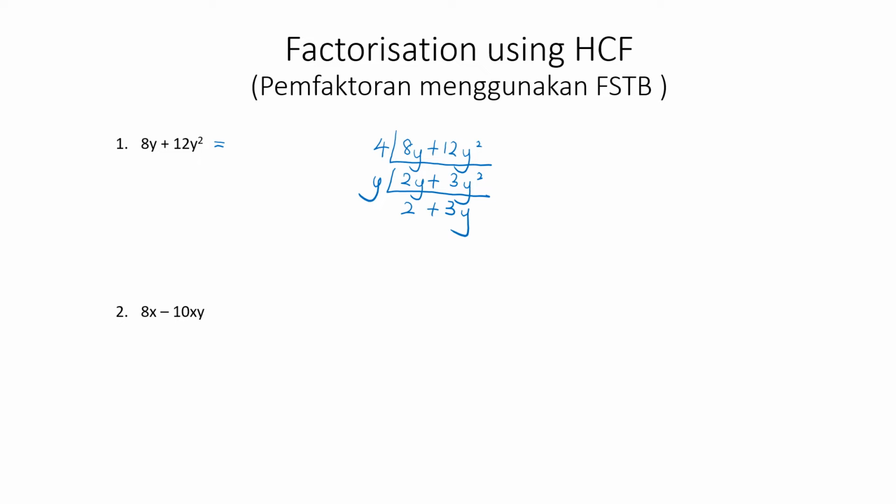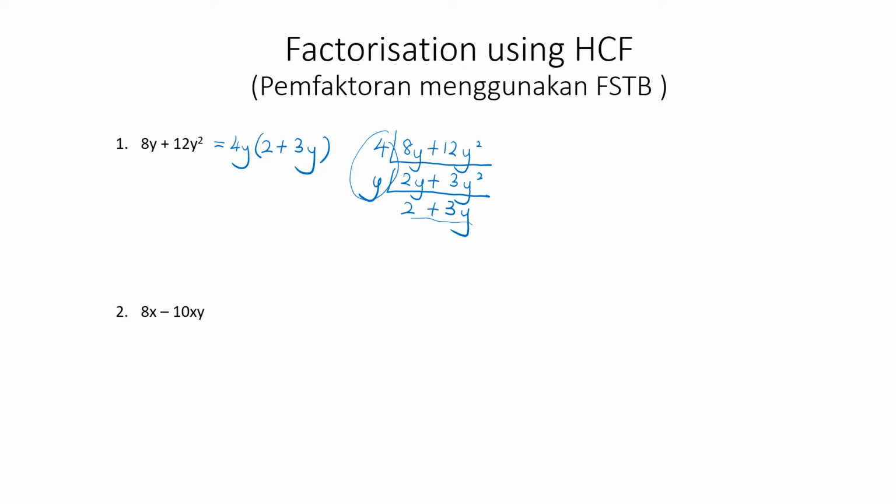So this is the answer. The highest common factor is 4y. So you need to multiply these two together. So 4y, and what's inside the bracket, which is this, 2 plus 3y. So 4y is the common factor for these 2 terms, 8y and 12y squared.